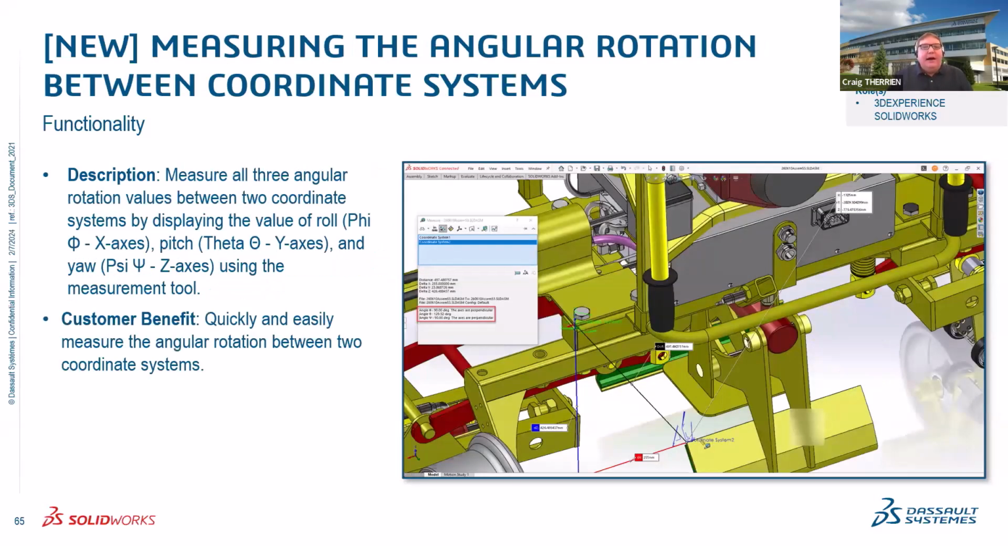This one is for people that are using coordinate systems, maybe for assembling very large assemblies. You're now able to get measurements on pitch, yaw, and roll, coming in as theta, psi, and phi.